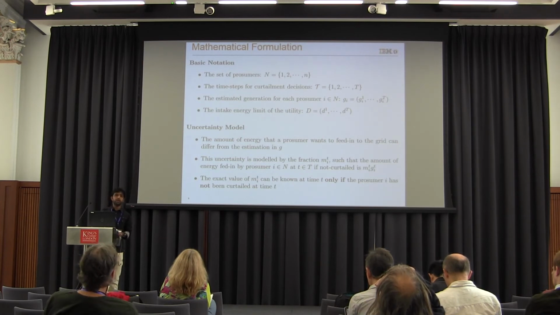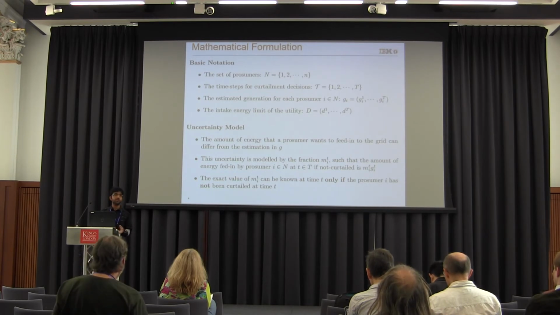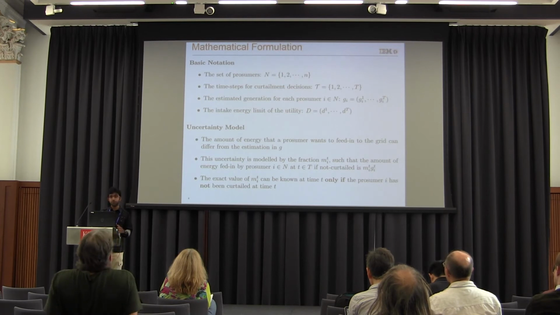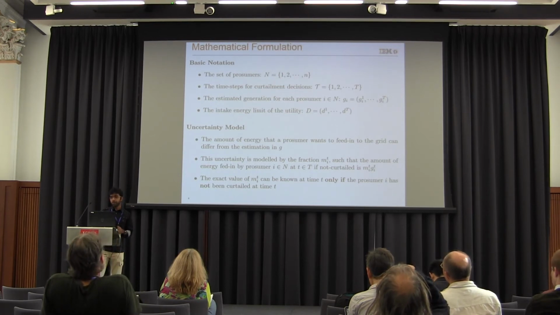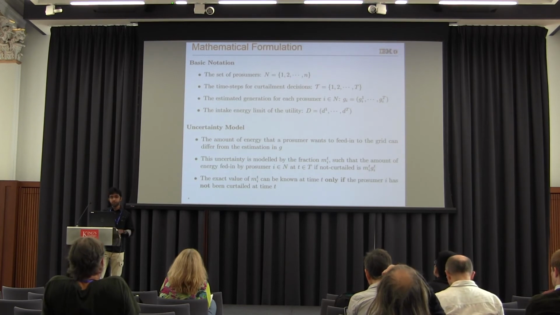Now, as I mentioned, there is some uncertainty in the power generation, so the net generation can differ from G_it, that is, the expected generation. This uncertainty is modeled by the fraction m_it, so that your net generation is m_it times G_it. m_it is typically a fraction from 0 to 1. And the exact value of m_it can be known at time t only if the prosumer i has not been curtailed at time t.